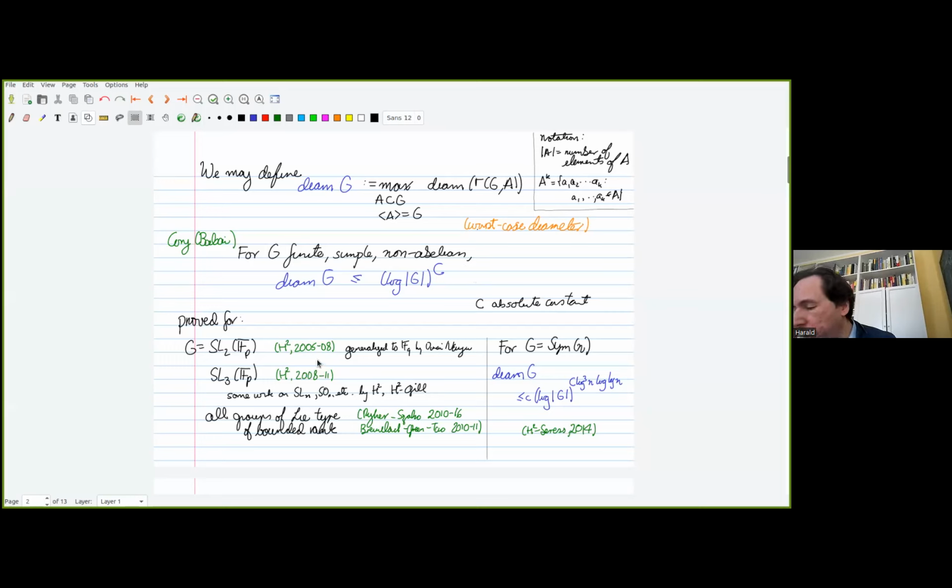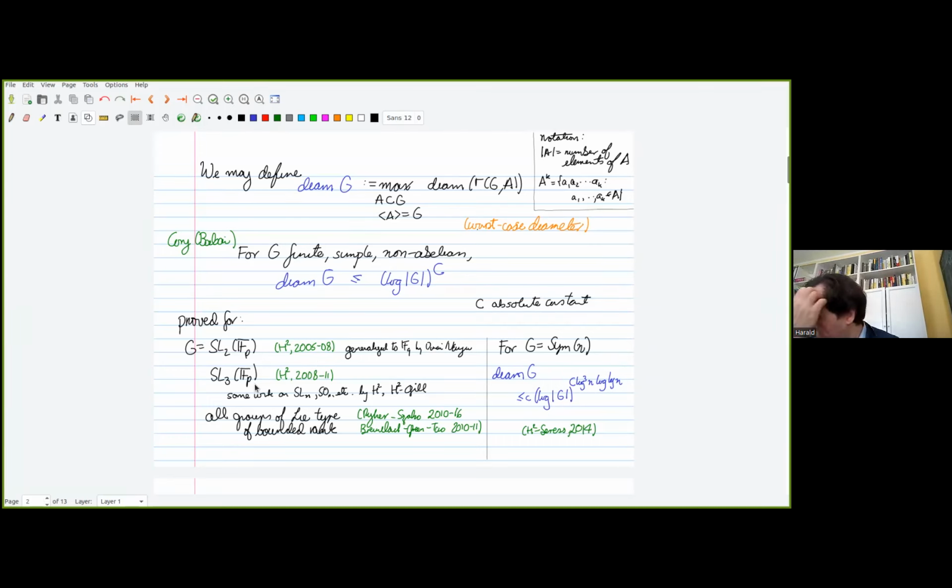So I proved this back in the day when G is SL2 over Z mod pZ. This was generalized to SL2 over a finite field by two young people independently, Dinai and Varjú. And then I generalized this to SL3 over F_p, which already took a lot of work. And much of the SL3 paper is actually about more general groups.